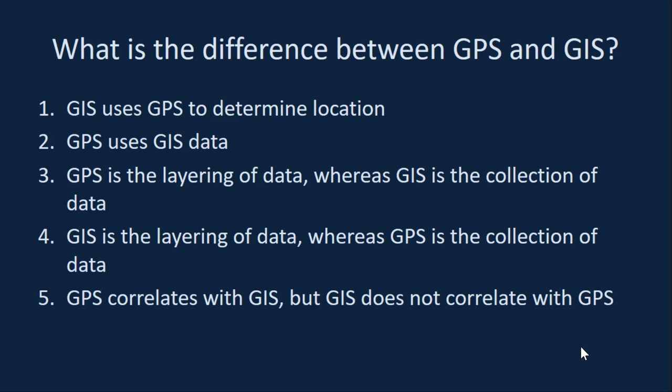Okay, so what is the difference between GPS and GIS? I just want this in our head. GIS uses GPS to determine location. GPS uses GIS data. GPS is the layering of data, whereas GIS is the collection of data. GIS is the layering of data, whereas GPS is the collection of data. GPS correlates with GIS, but GIS does not correlate with GPS. That is a lot of G's and S's, let me just tell you.